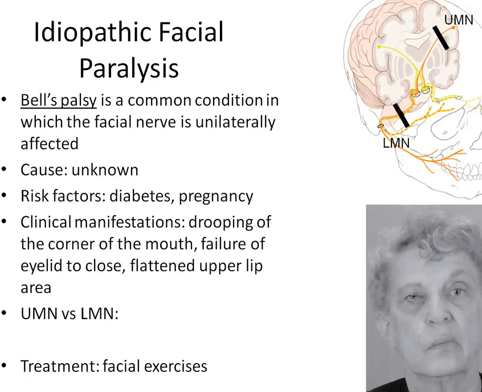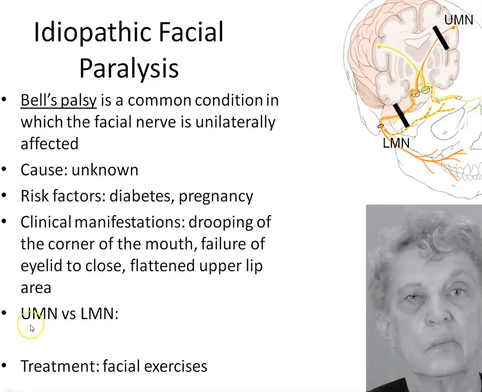Risk factors for developing Bell's palsy are pregnancy and diabetes. Our clinical manifestations include paralysis of muscles of facial expression on one side. So you may see drooping in the corner of the mouth. We may see failure of the eyelid to close and flattening of the upper lip area. So in this image here, we see this woman has right-sided facial paralysis.